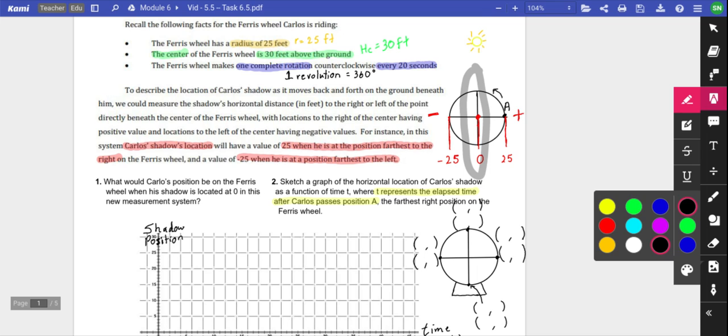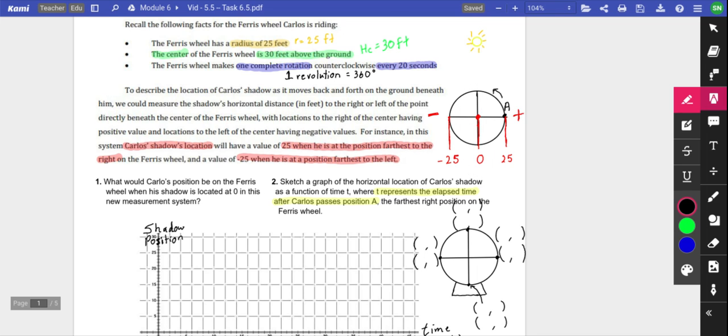And if we move to the right all the way to A, that would be 25 feet, because from the center to the circle, the radius is 25. As we move to the right, that is in the positive direction. Remember that for any coordinate plane, to the right is positive and to the left is negative. Therefore, when the wheel rotates and Carlos is all the way to the left side, it would be at this point right here. He is 25 feet from the origin. Because he moved left, he considers that to be negative 25 feet.